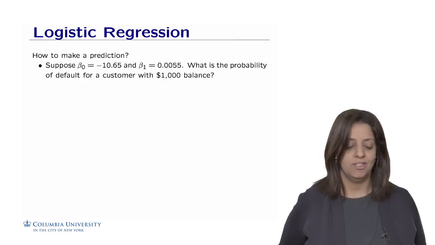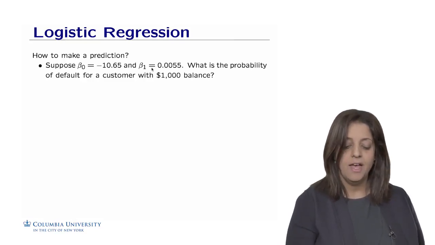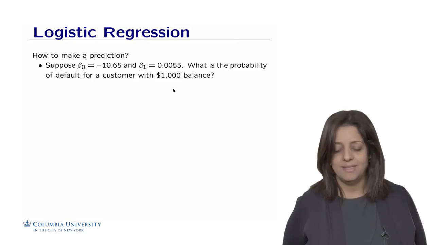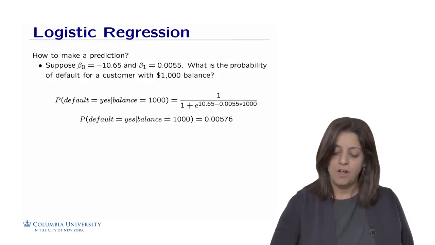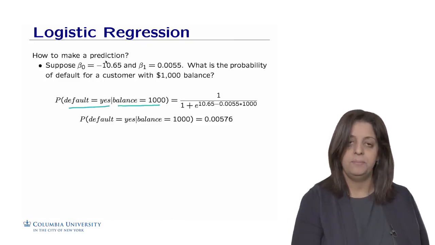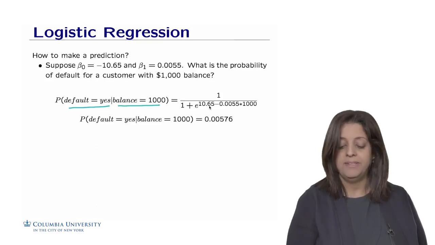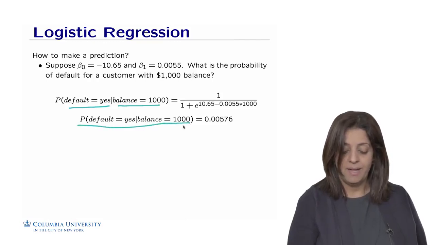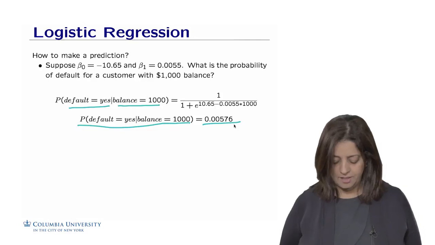So here's an example of using logistic regression to make a prediction. Suppose we have learned the betas, and beta 0 is minus 10.65, beta 1 is 0.0055. What is the probability of default for a customer with $1,000 balance? I'm going to plug these numbers into the logistic function, the probability of default equal yes given that the balance is $1,000. We have 1 divided by 1 plus e to the minus z, where z is beta 0 plus beta 1 x1. This brings us to a probability of default of 0.00576, which means that the customer is unlikely to default.